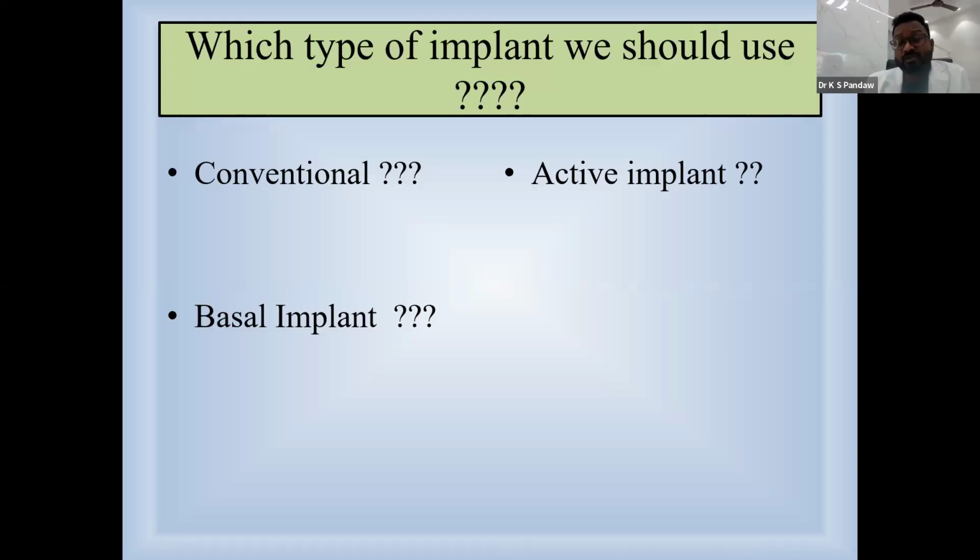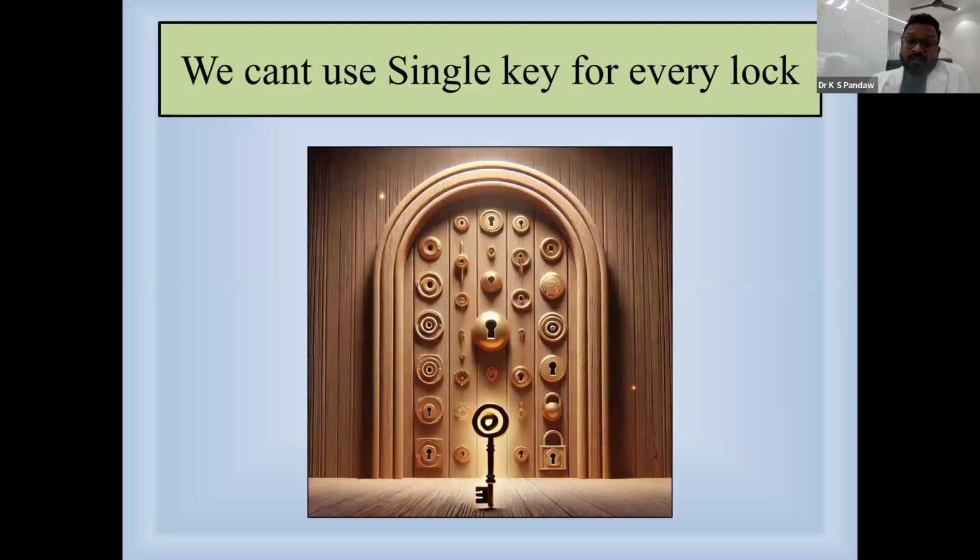In conventional implants, should we use an active implant or a passive implant? Which system should I use? Where to use active implants, where to use passive implants, where to use conventional implants, where to use basal implants? It is more confusing. The thing is that we can't use a single key for every lock. Nowadays many controversies are there. Some say that with basal implants the whole process comes out, so it is not good. It's not like that. Everything has a science. If you follow the science, you can deliver your patient the best.